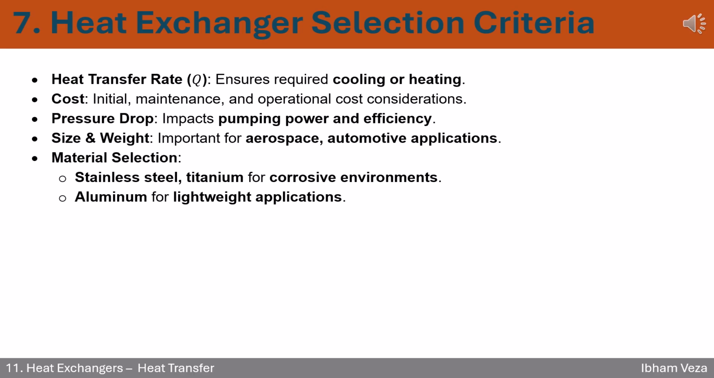Pressure drop is another hidden cost. High resistance increases pumping power and hurts efficiency. Size and weight matter too, especially in cars or planes where space is a premium. And don't forget materials. Stainless steel and titanium fight corrosion, while aluminum wins when weight matters. A smart choice balances these factors, not just picking the biggest or cheapest unit, but the one that performs efficiently, reliably, and affordably in your application.